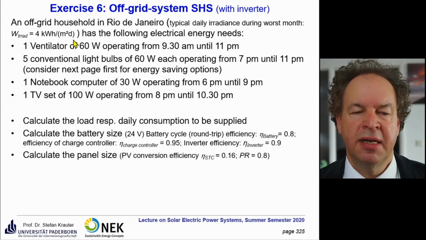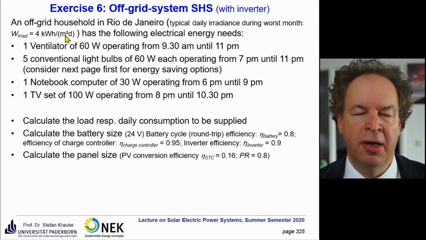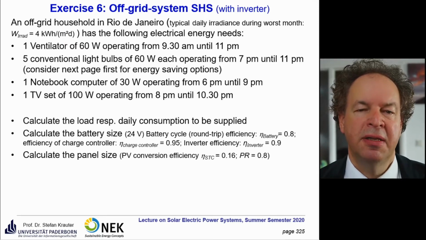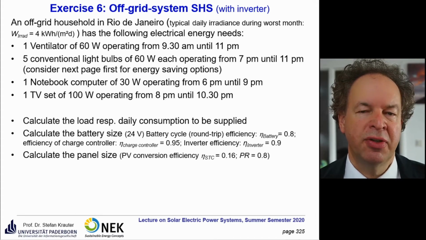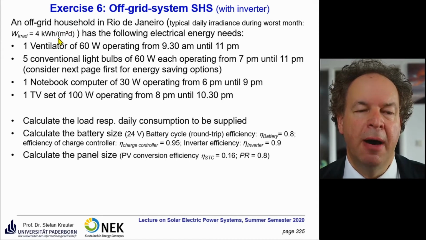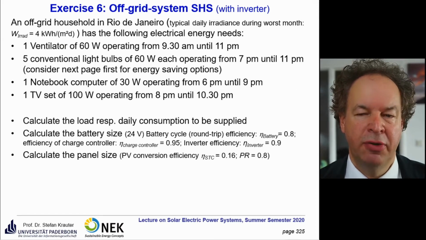If we calculate the panel size, we also have to consider the irradiance. While the system has to work through the whole year, we take the typical daily irradiance during the first month of the year. And for Rio, that's 4 kilowatt hours per square meter per day. If you compare it to Germany, we have in good locations 1 kilowatt hour per square meter per day. In really bad locations, we only have half a kilowatt hour per square meter per day.